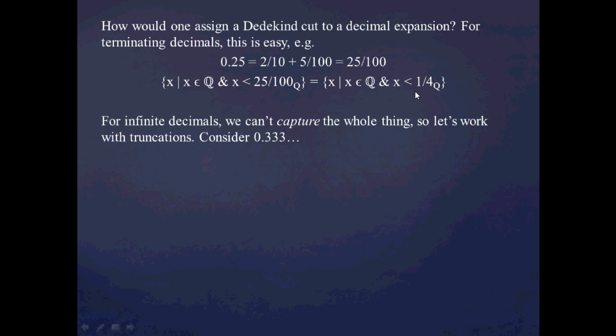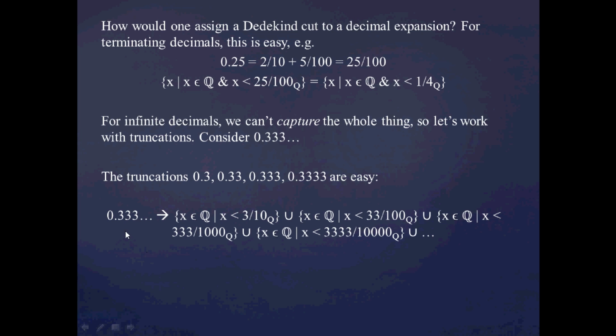Now for infinite decimals, we can't capture the whole thing in one fell swoop, just like we did here. We went out to the end and said, okay, this 0.25 here means 25 hundredths. But I can't capture the whole thing, even with simple cases like 0.33333. So what we're going to do is work with truncations and build our way up to this infinite decimal. So we're going to work with this example, the 0.3333 repeating. Now each of its truncations, 0.3, 0.33, 0.333, 0.3333, are by themselves quite easy to represent.